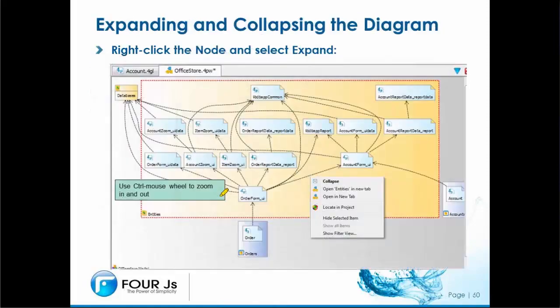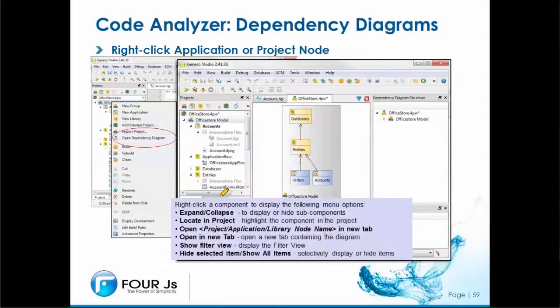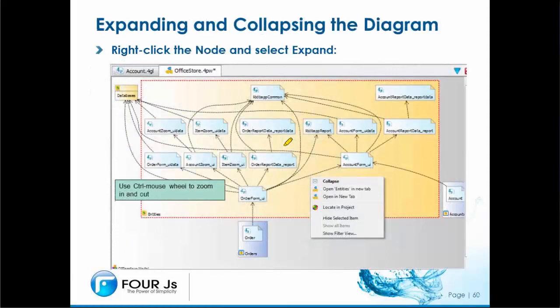Now, to get here, let me back up just a second. They right-clicked on this Entities node. You can see that the Orders and Accounts application nodes both have dependencies on entities. So you can right-click on that Entities node and click the Expand option. And then you get something that looks like this, right? You can see right here in the corner, this was the Entities node that we saw in the previous diagram, and it's been expanded.